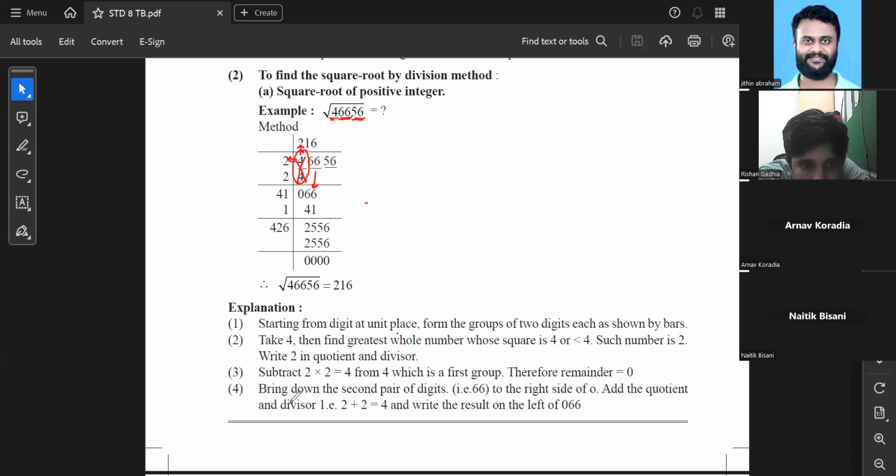Add the quotient and the divisor, that is 2 plus 2 equal to 4. Write the result on the left of 66.